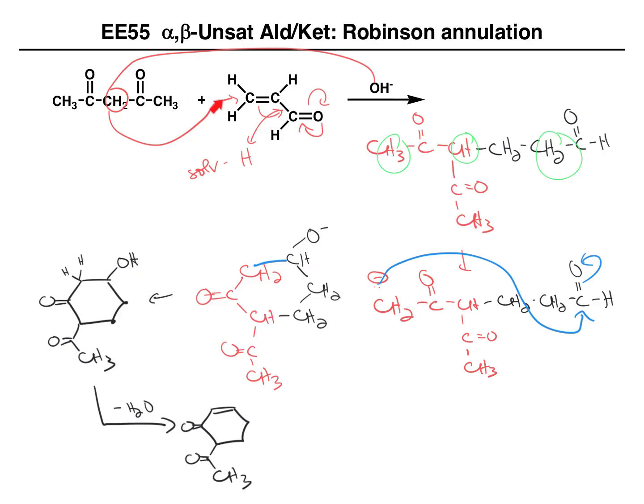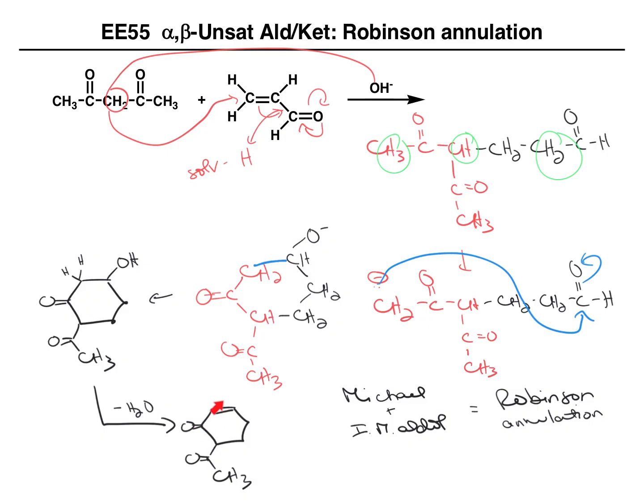So notice we had a Michael reaction followed by an intramolecular aldol condensation. So the Michael addition plus the intramolecular aldol condensation, this is the Robinson annulation, where annulation means ring forming. So the Robinson annulation. So what are we looking at then?